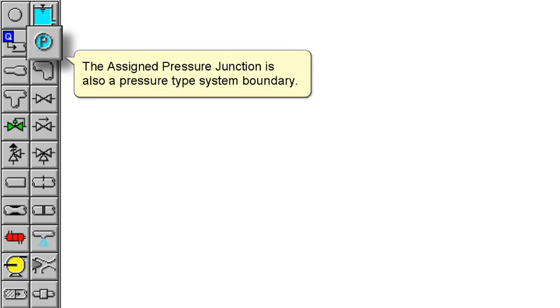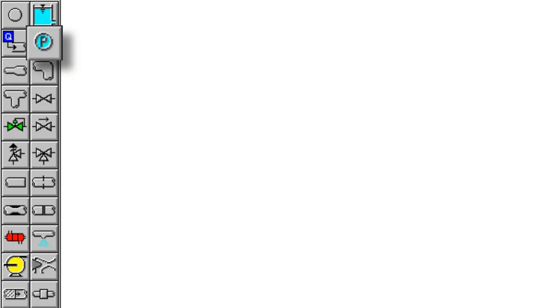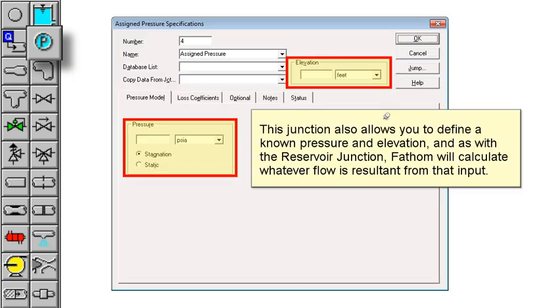The assigned pressure junction is also a pressure-type system boundary. This junction also allows you to define a known pressure and elevation, and as with the reservoir junction, Fathom will calculate whatever flow is resultant from that input.